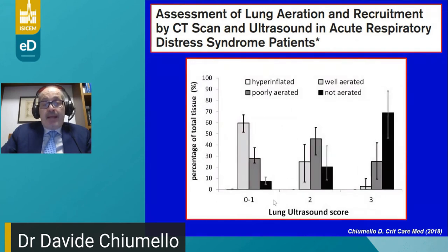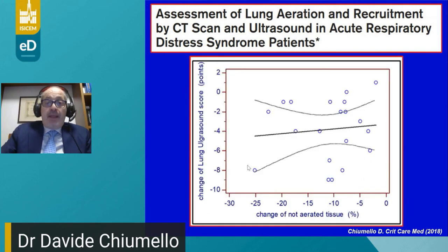But the problem comes here. Here are the same lung ultrasound scores, 0 and 1, 2 and 3. But for the same lung ultrasound score, the lung was constituted by different and overlapping lung disease. For example, a lung ultrasound score of 0 and 1 was characterized by a high amount of normal, well-aerated, pulmonary, and not aerated tissue. And on the contrary, a lung ultrasound score of 3 was characterized by a large amount of not aerated tissue, but with also the presence of pulmonary aerated tissue.